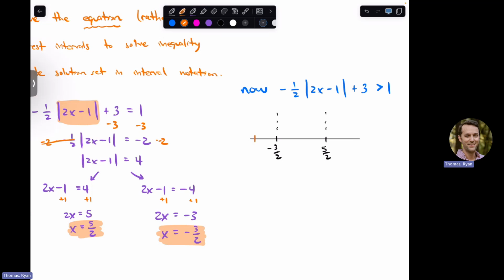Otherwise, we want a more general, less subtle approach. I can pick some values to plug in from each of those intervals. One of these is negative, the other one's positive, so I know zero's in between them. This is negative 2.5. Negative 5 is definitely further that way. Sorry, negative 1.5. This is 2.5. 5 is definitely further that way, right? And then I'm going to plug those into that inequality and see what happens.